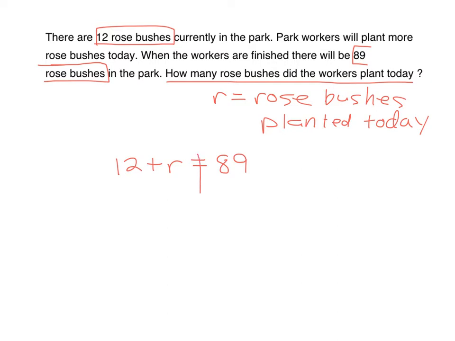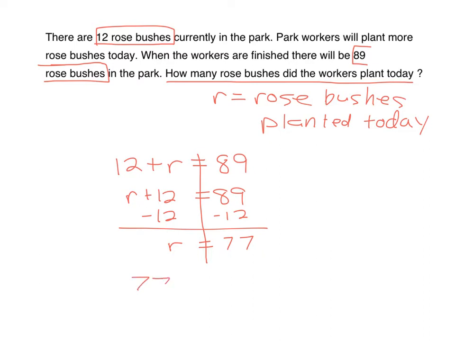Now, to solve this equation, just like we did with the last problem, I'm going to rearrange it, use my commutative property of addition, so that I have my variable in front, and now I see that it's R plus 12. I'm going to subtract 12 from both sides, and I'm going to get R equals, that's going to give me 7 and 7. R equals 77. So 77 rose bushes were planted today.